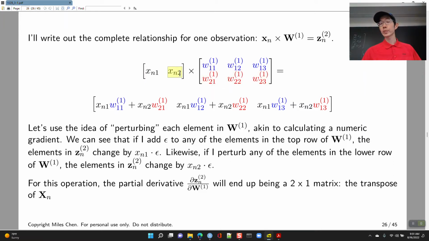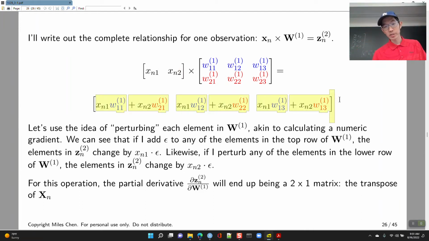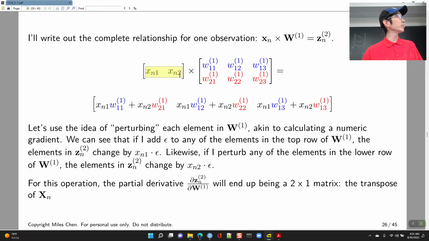So the derivative of this matrix with respect to this is going to end up being a 2 by 1 matrix, and it's going to be the transpose of this row. So we end up getting a transpose. It's going to be x sub n1 on the top and x sub n2 on the bottom.